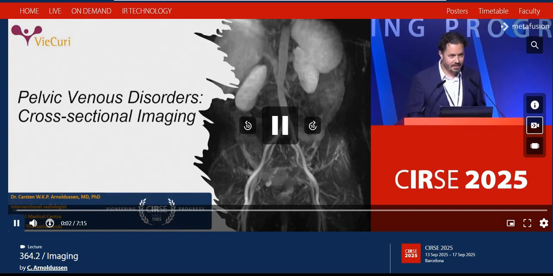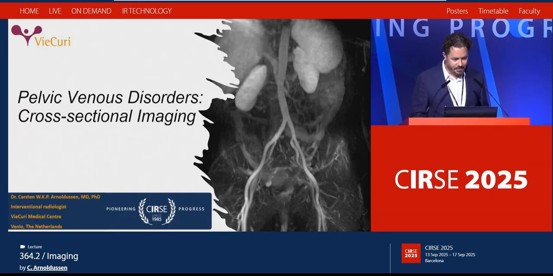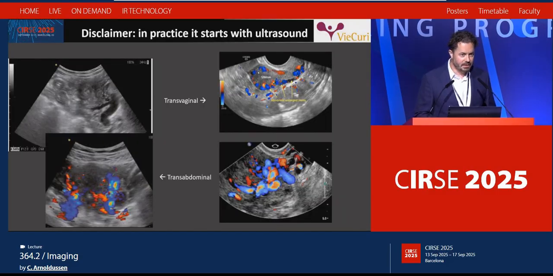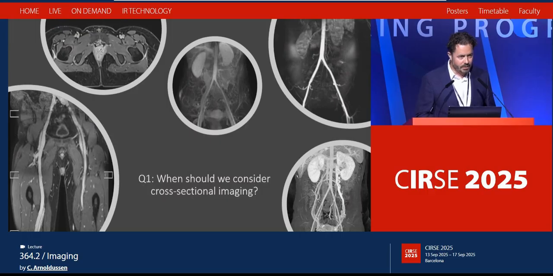Kathleen already did the hard part, talking about the clinical aspects of this, and now we go to imaging. Of course, this needs a disclaimer, since ultrasound is the cornerstone of this assessment, either transvaginal or transabdominal, but it always starts there. So, when should we consider cross-sectional imaging then?